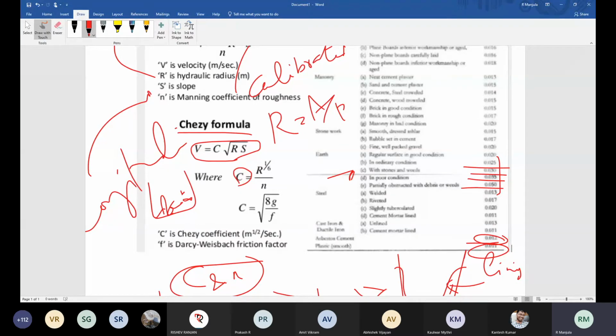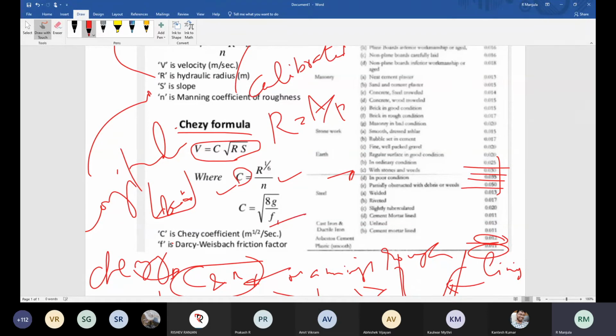Both are applicable. And here you can correlate your C as well as Manning's roughness. Manning's roughness is nothing but small n, and C is Chezy's coefficient. So Chezy's coefficient and Manning's roughness are interrelated, with the relationship C is equal to R raised to 1 by 6 divided by n. And now if I want a C value with Darcy's friction factor, from the Darcy-Weisbach formula, this is for pipe flow.